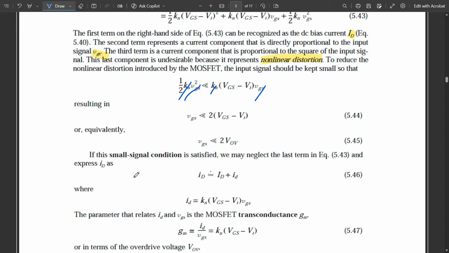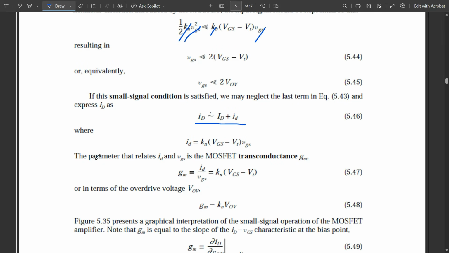If this small signal condition is satisfied, we may neglect the last term in equation 5.43 and express ID as the DC component ID plus the AC component id, where this small AC equivalent id, that is the small signal equivalent drain current, would be equal to Kn into (VGS minus VT) into small letter vgs, that is for the AC.